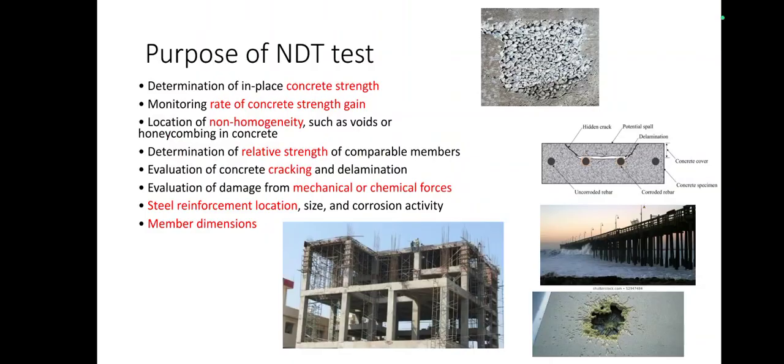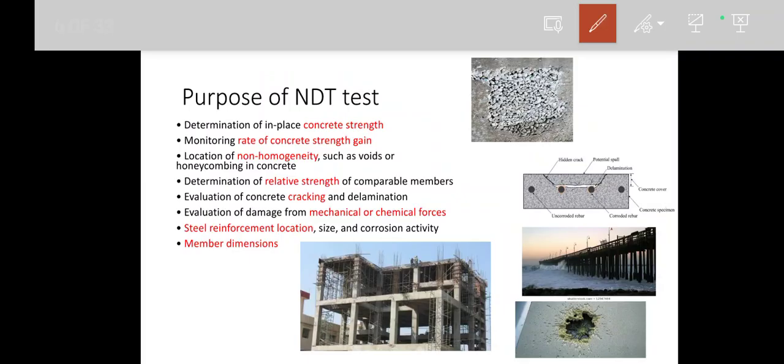For example, I'm using the same concrete for this column, beam and slab. I can compare how much strength the slab has got, how much strength the beam has got, how much strength the column has got. And also I can find out the delamination. Delamination means a crack parallel to the reinforcement or the surface of concrete. And what the crack width is, that also I can monitor by using this non-destructive testing.